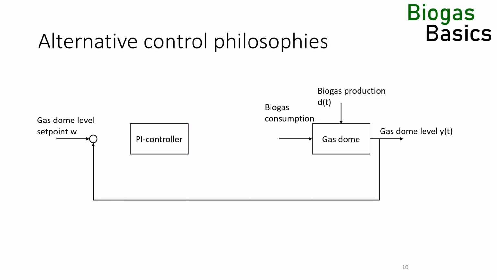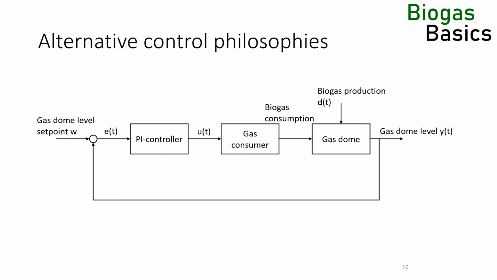It is continuously measured and compared to the set point to calculate the control error, defined as the difference between the set point and the measured gas level. This error signal is processed by the PI controller, which calculates the control output. It serves as the set point for the gas consumer, which is the final control element in the system. By adjusting the biogas flow, the gas consumer influences the level in the dome, closing the feedback loop.